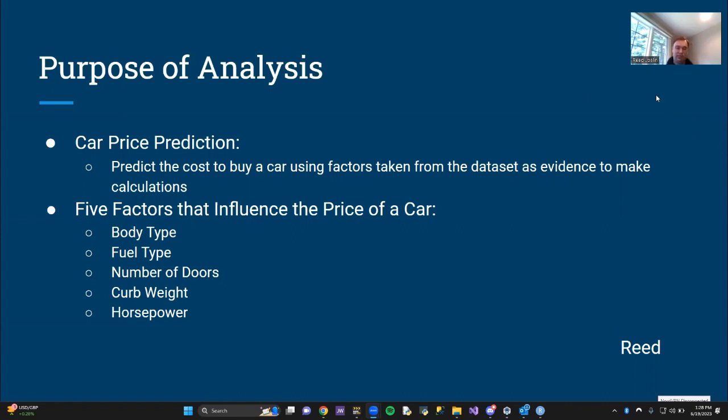It would have taken a very long time to make accurate calculations if we went with every individual facet within the data set. So we chose what we thought were the 5 most influential columns within the data set. You can see the body type of a car, the fuel type of a car, the number of doors of a car, the curb weight of a car, and the horsepower of a car.